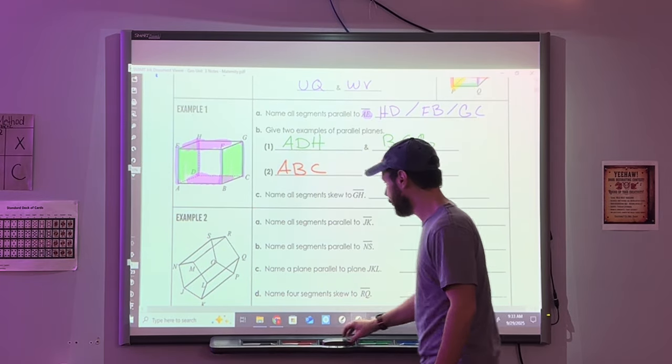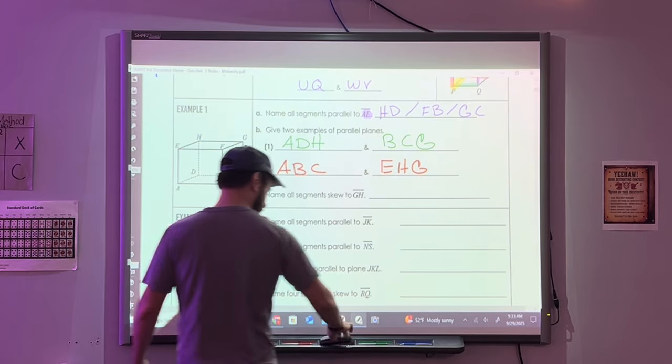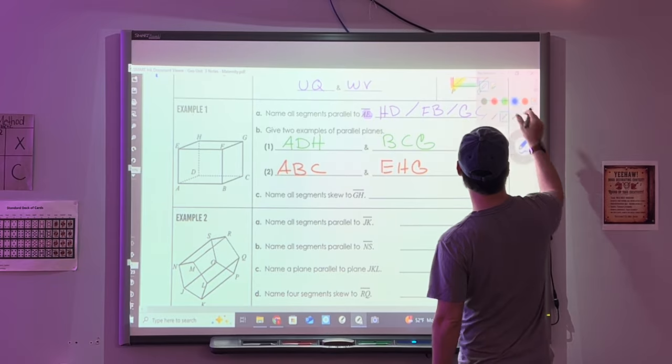Name all segments skew. Okay, so let's see what we have. Skew to GH.